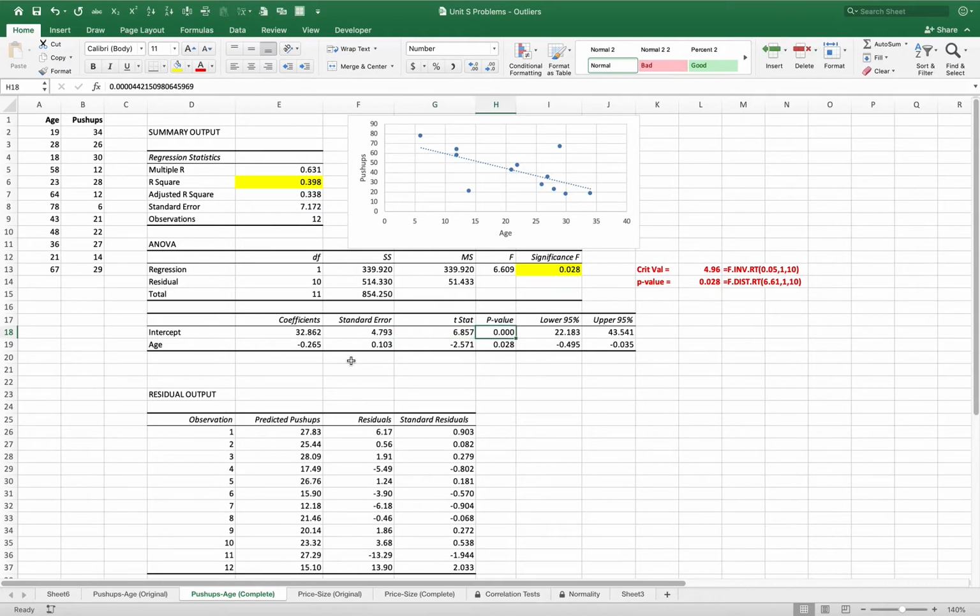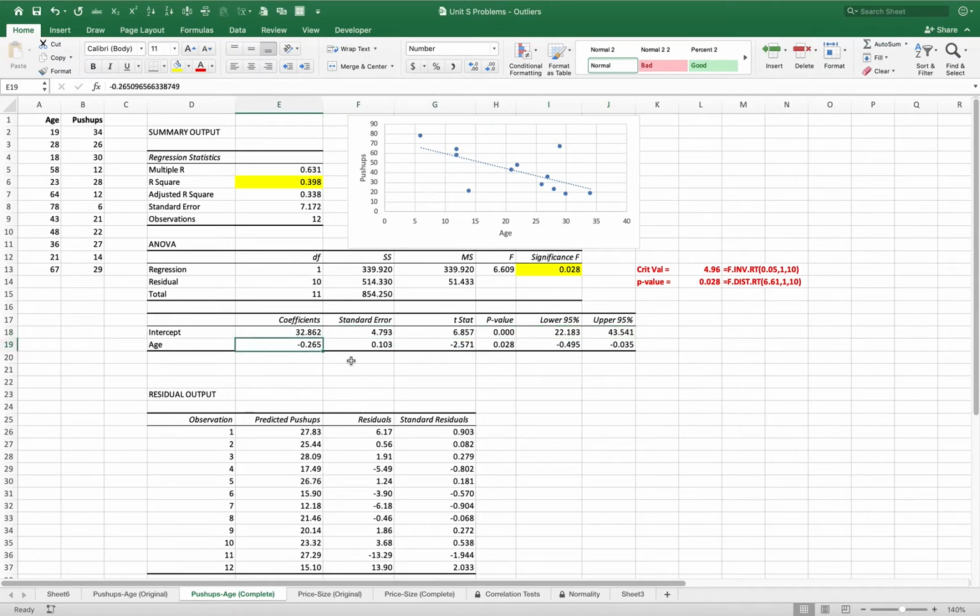And it has a p-value of 0. And here is the confidence interval for the population beta naught. Remember, B naught is an estimate of beta naught, and it is significantly positive, which is what we would expect, of course, with a negative slope line, that the intercept will be significantly positive. And so we're 95% certain that the intercept is somewhere between 22.183 and 43.541.